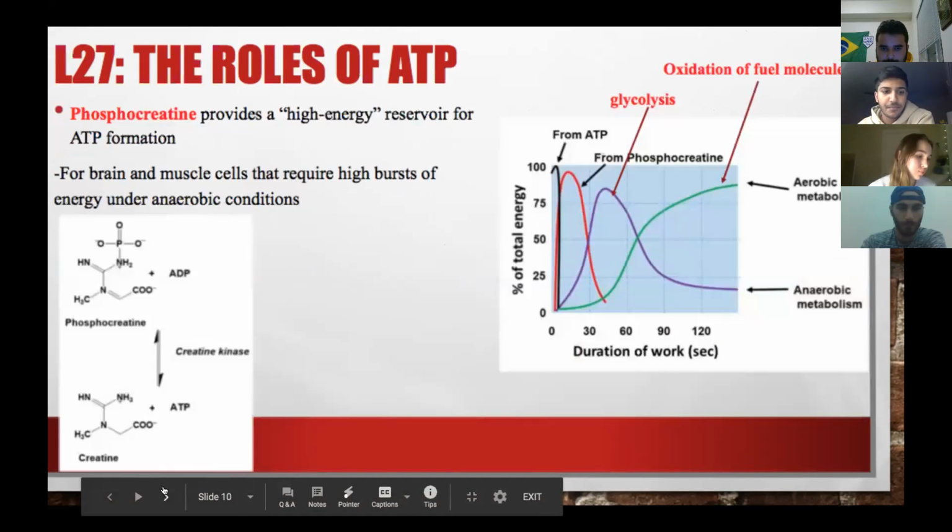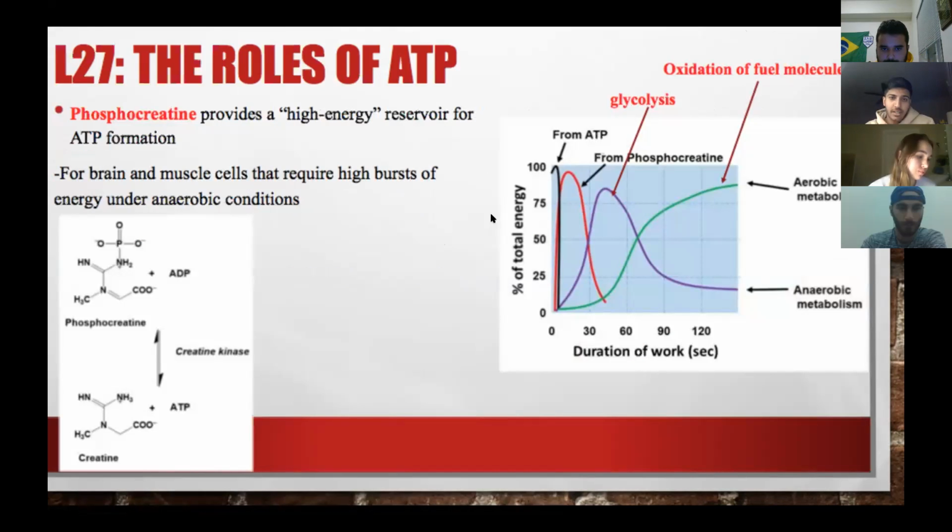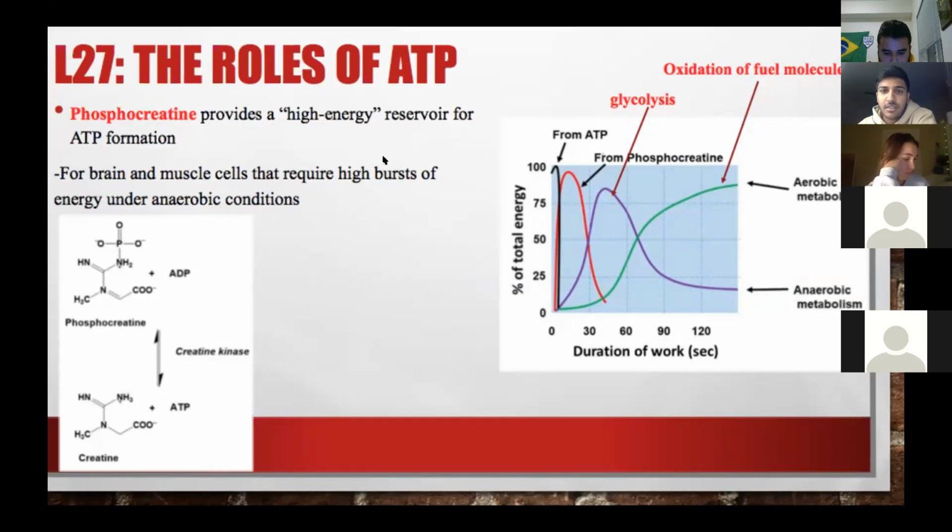So phosphocreatine is important because it serves as a high energy reservoir. In this picture right here, you can see that if you have a low energy status, you obviously want to combine phosphocreatine and ADP to make ATP, and this is using creatine kinase. Typically, brain and muscle cells require high bursts of energy under anaerobic conditions.